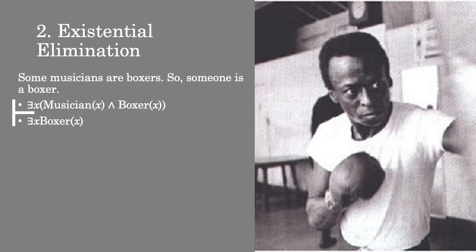Okay, so here's the setup for the proof. To translate our premise and our conclusion, we say there exists at least one X, such that X is a musician and a boxer. That's our premise. And our conclusion is there exists at least one X, such that X is a boxer.